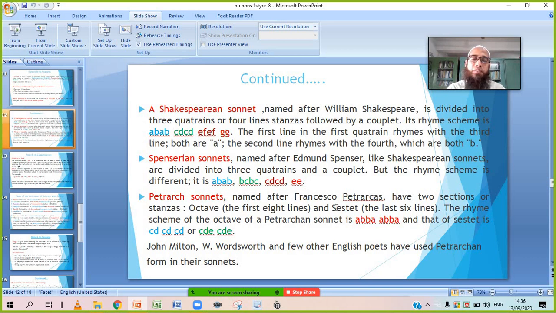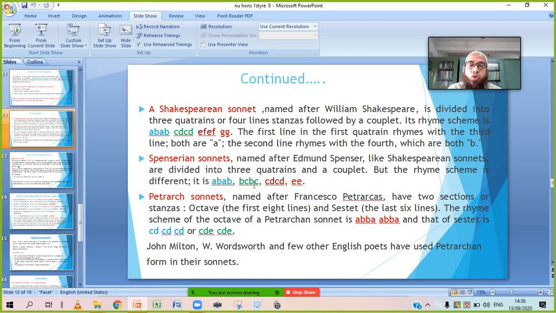Petrarchan sonnets, named after Francesco Petrarch, have 2 sections or stanzas. Here there are no three stanzas; here are an octave and a sestet. You see, no quatrains here. The first 8 lines of a Petrarchan sonnet are called the octave and the last 6 lines are called the sestet. The rhyme scheme of the octave is A B B A A B B A, and that of the sestet is C D C D C D or C D E C D E. Is it clear?